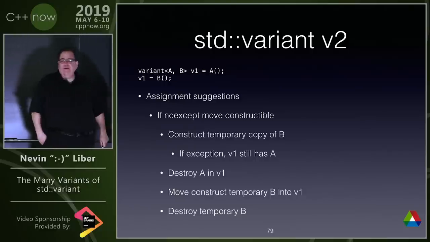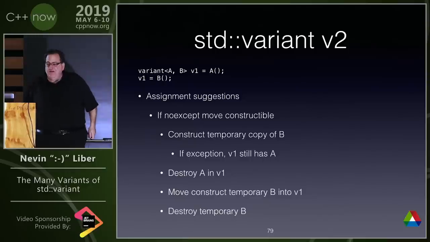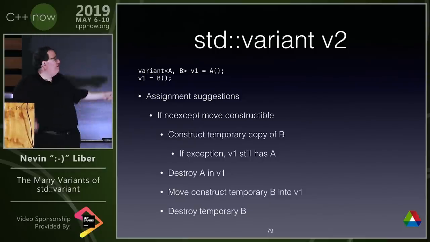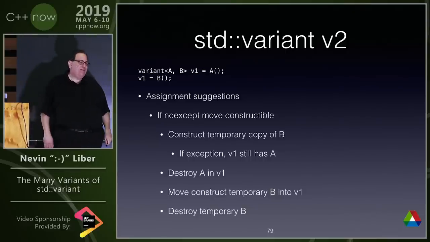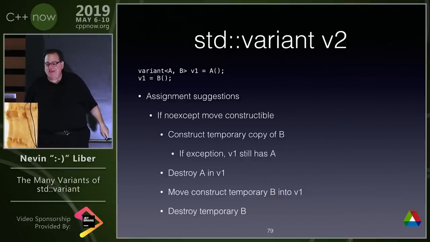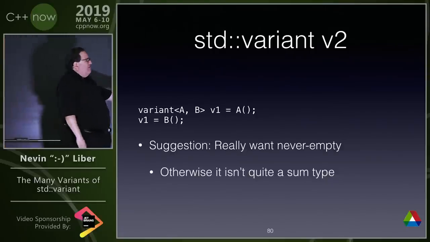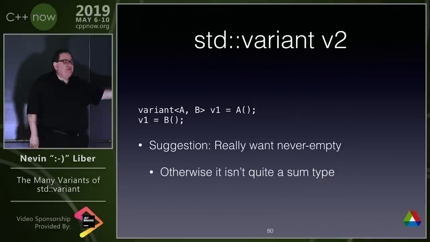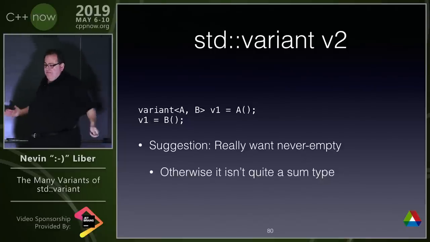So another way to do it, one of the assignment suggestions is that we say, if it's noexcept move constructible, we can construct a temporary copy of what we construct somewhere else, and then we move it into place. Even if you're doing emplace, you can do the same thing. And then someone said, well, no, never empty is really, really important. We want never empty, otherwise it's not a sum type.